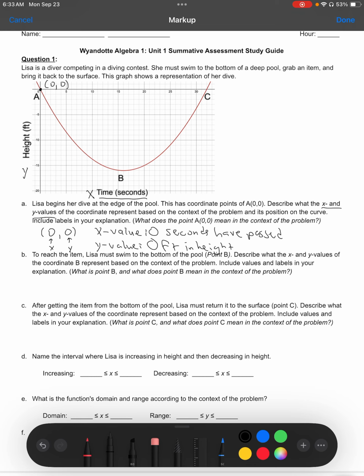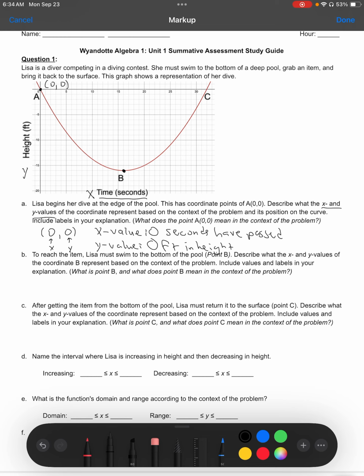So for question B, it says to reach the item, Lisa must swim to the bottom of the pool, which is point B. So that's right here. This is the bottom of the pool. That's where she's grabbing the item. Describe what the x and y values of the coordinate B represent based on the context of the problem.